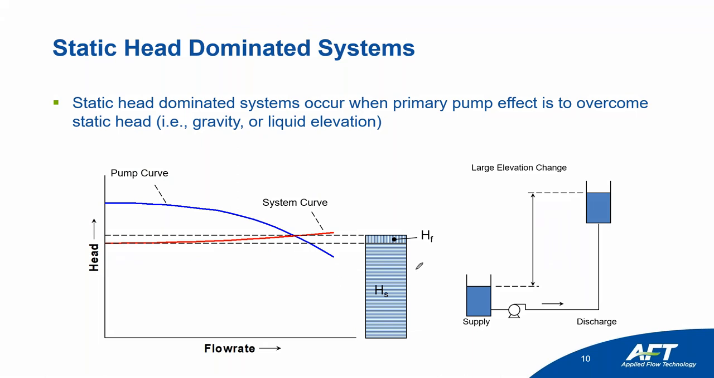So here's what a pump and system curve would potentially look like when you have a static dominated system. As you can see, the main job for your pump is to overcome that static head. The frictional head component is very, very small. Now, when we start looking at parallel pumps operating, adding more pumps in parallel could potentially help generate more flow for static dominated systems. But when you have a frictional dominated system, we're going to see what that looks like a little bit later. Adding more pumps in parallel will not necessarily generate more flow for you.